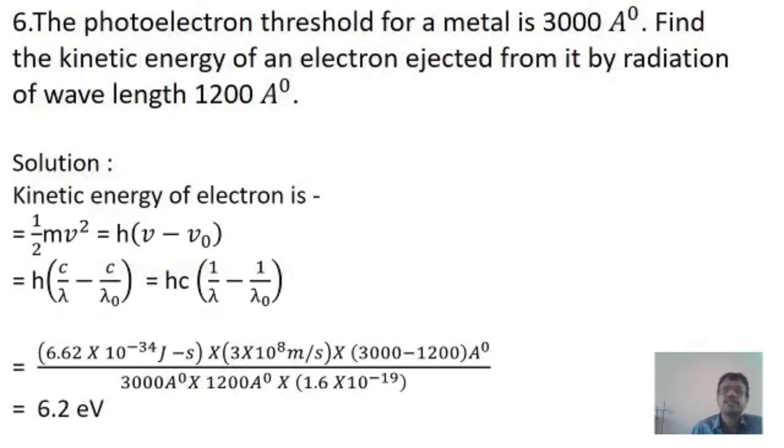Question number 6. The photoelectron threshold for a metal is 3000 angstrom. Find the kinetic energy of an electron ejected from it by radiation of wavelength 1200 angstrom.